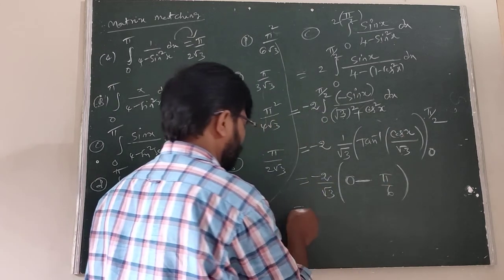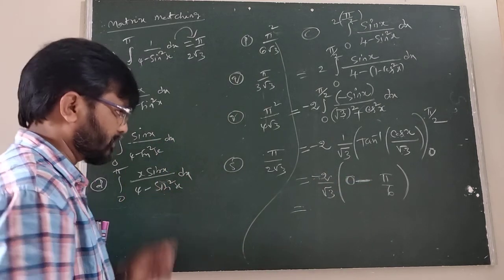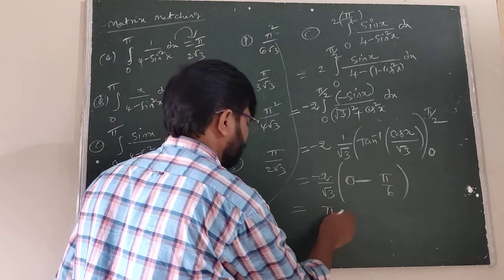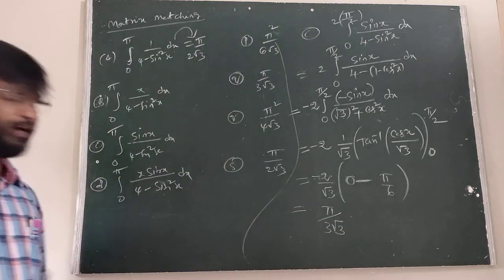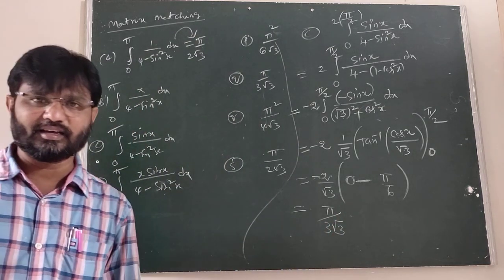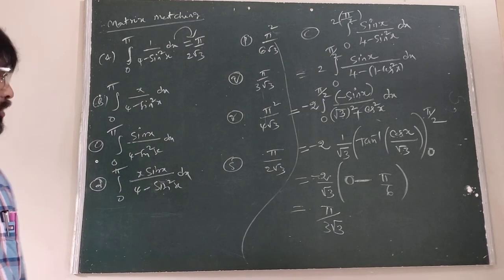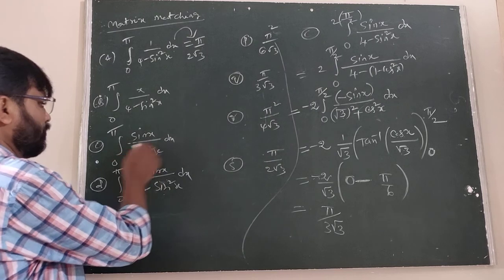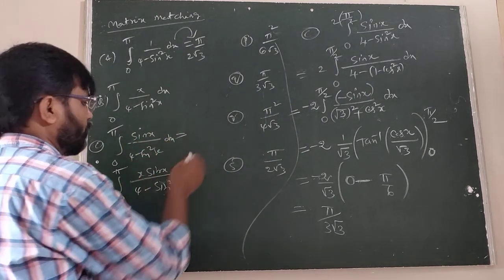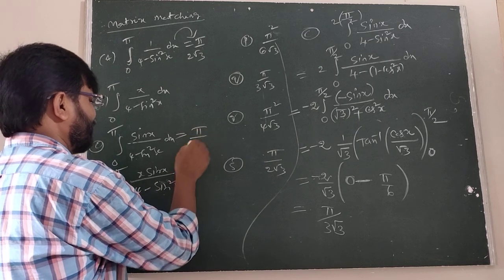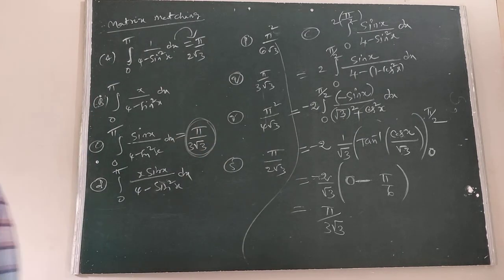Therefore now we can write minus into minus, which is plus. Therefore pi by 3 root 3. Yes, this is pi by 3 root 3. So the value of the integral from 0 to pi of sin x by 4 minus cos square x, we got pi by 3 root 3.